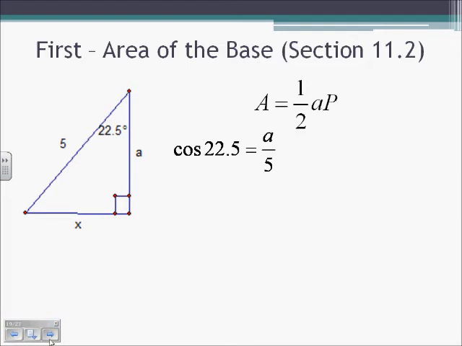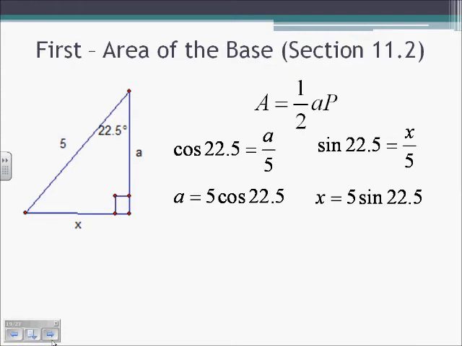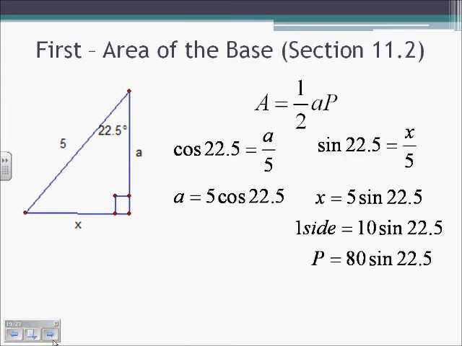So then we know to find the apothem, we're going to use the cosine of 22.5, and to find the side length, we're going to use the sine of 22.5. Our apothem is going to equal 5 times the cosine of 22.5, and half of our side length, or x, is going to equal 5 times the sine of 22.5. But remember, we don't want half of that side length. To find our perimeter, we're going to need to have all of that side length, so we double it. That's going to equal 10 times the sine of 22.5, which means our perimeter, since we have an octagon, is going to be 8 times that amount, so that's going to be 80 sine of 22.5.